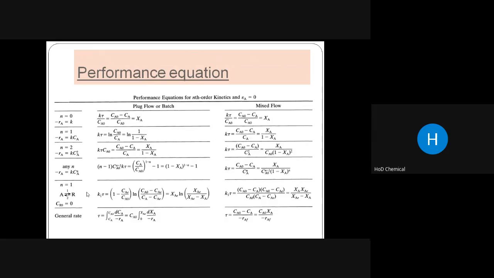And then if the order of reaction is nth order, the performance equation can be written for the plug flow reactor as n minus 1 into CA naught power of n minus 1 times K tau equal to, which we can again derive in concentration terms, CA by CA naught to the power 1 minus n minus 1, and in conversion terms, 1 minus XA to the power 1 minus n minus 1.